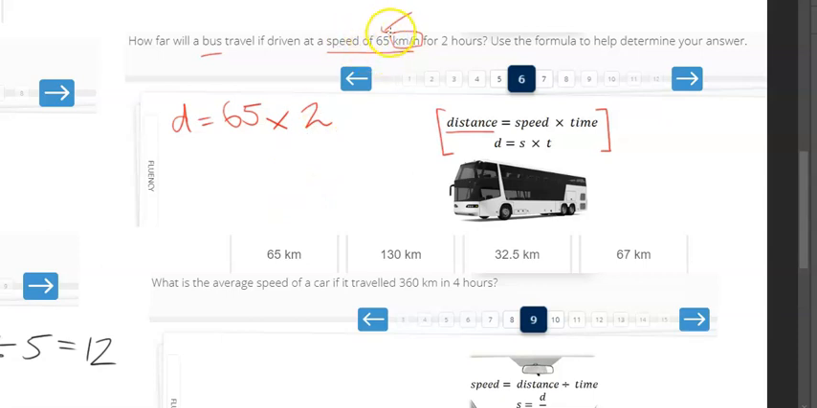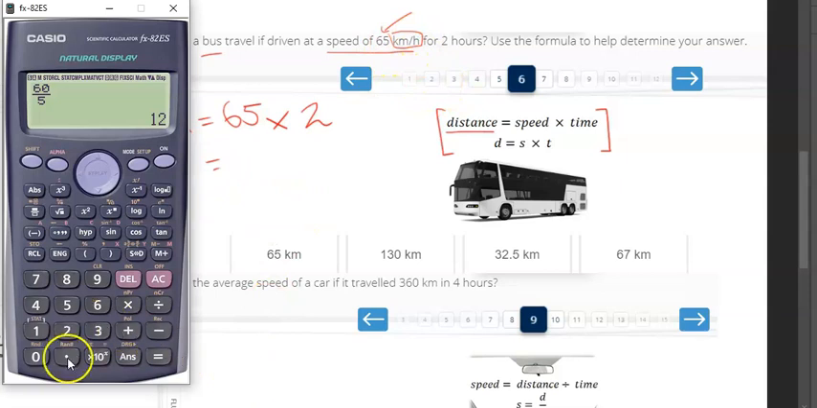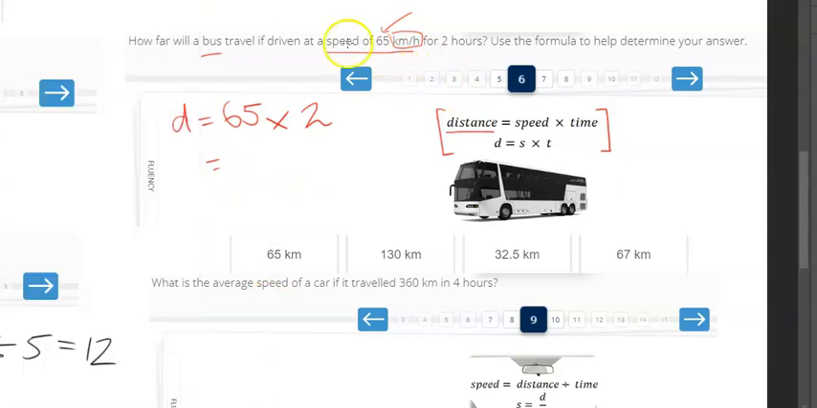If we traveled 65 kilometers in 1 hour, because that's the rate, to get the next hour, or to get 2 hours, we just double that or multiply it by 2. So 65 times 2 will give us 130. Or in other words, assuming that this has been a consistent speed that the bus has been traveling for 2 hours, we have traveled 130 kilometers. So this answer here.